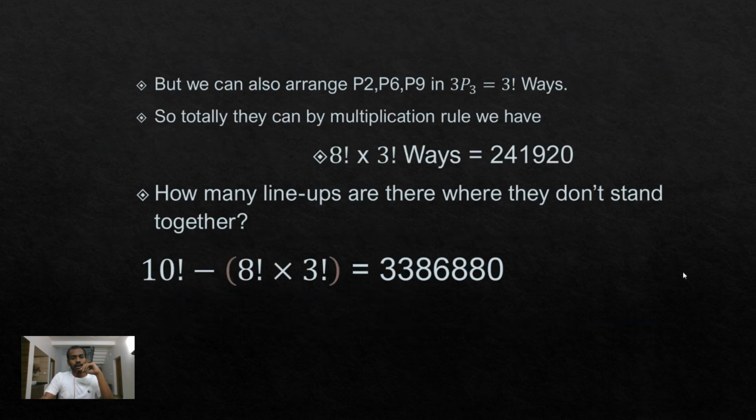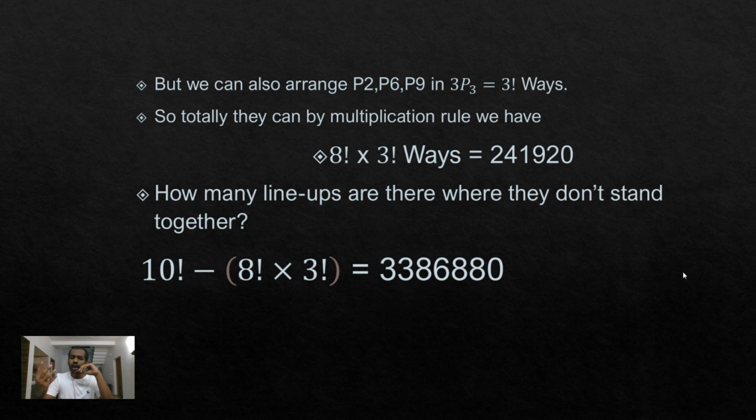Again, we must remember that the 3 objects which we have made into a single one can also be arranged among themselves. So they can be arranged in 3P3 ways, that is 3 factorial ways. So totally, by the multiplication rule, the number of possibilities of P2, P6, and P9 standing together is 8 factorial times 3 factorial ways, or 241,920 ways.